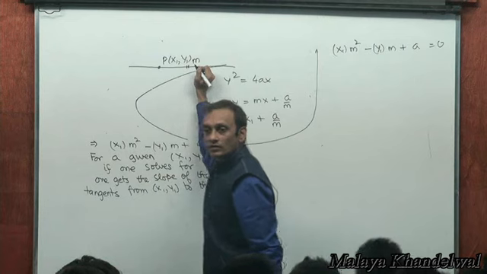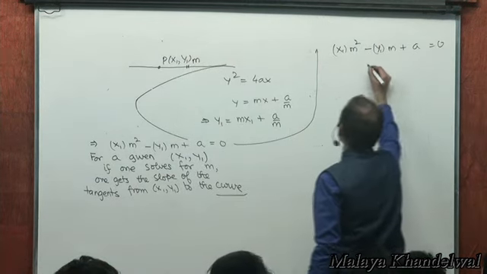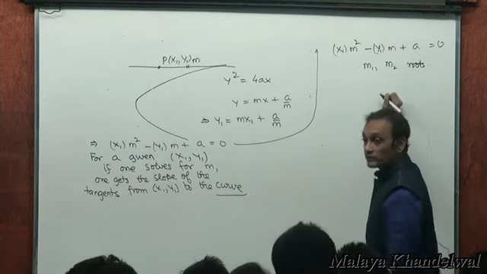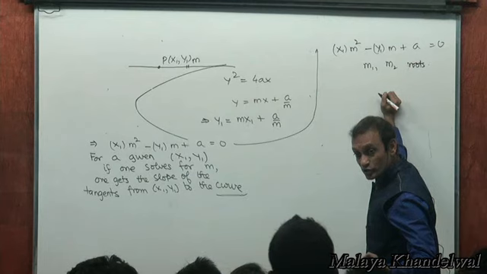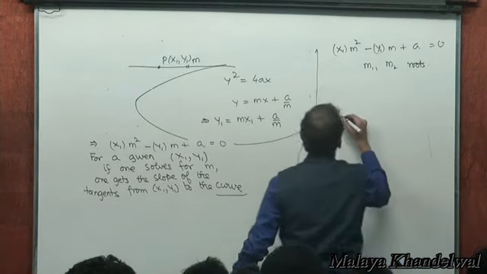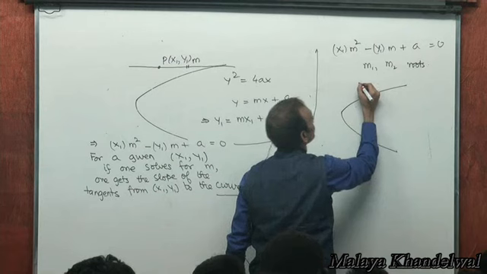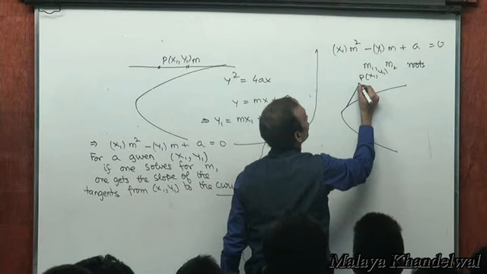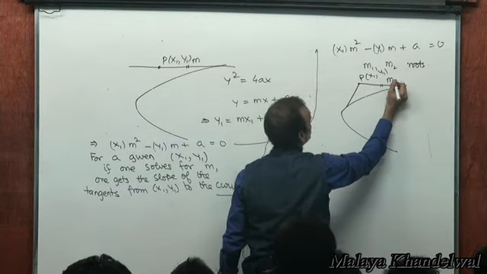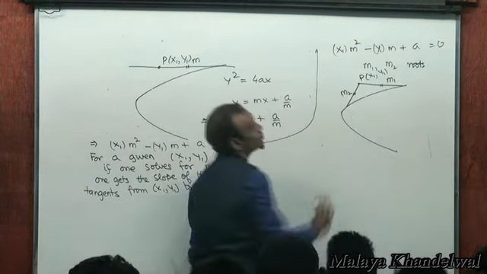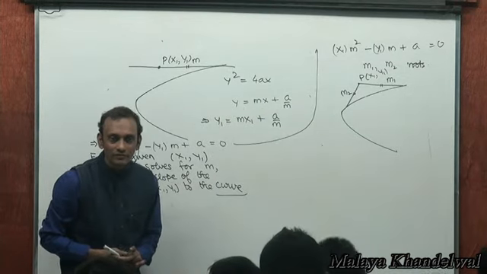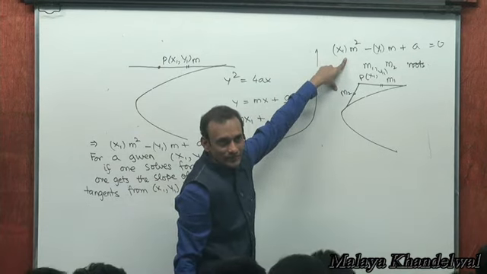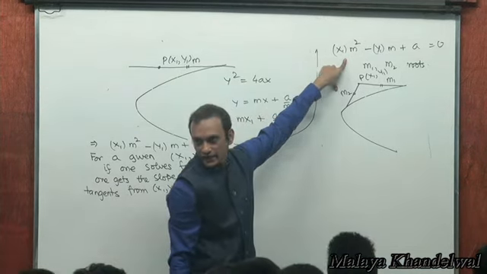Since two values of m appear, m1 and m2 are the roots of this quadratic, which means in general two tangents could be drawn from x1, y1 to the curve. If there is a point P (x1, y1), then two tangents could be drawn to the curve. One would be of slope m equal to m1, the other of slope m equal to m2, where m1 and m2 are the roots of this quadratic in m.